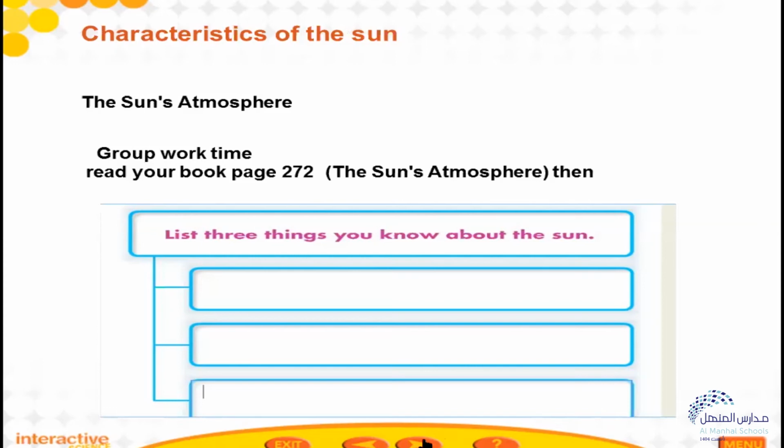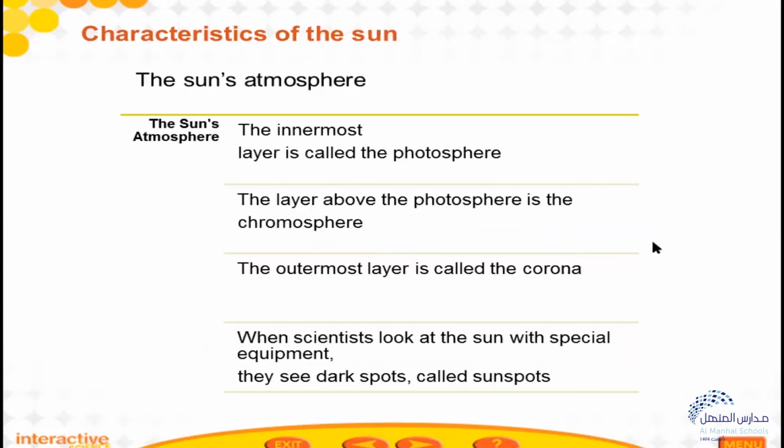I will help you. The sun has an atmosphere. It's made up of 3 layers. The innermost layer is called the photosphere. This photosphere gives the energy and the heat of the sun. The layer above the photosphere is the chromosphere. This is where sun eruptions take place. The outermost layer is called the corona.